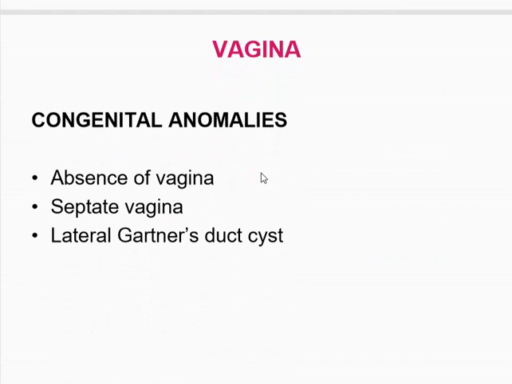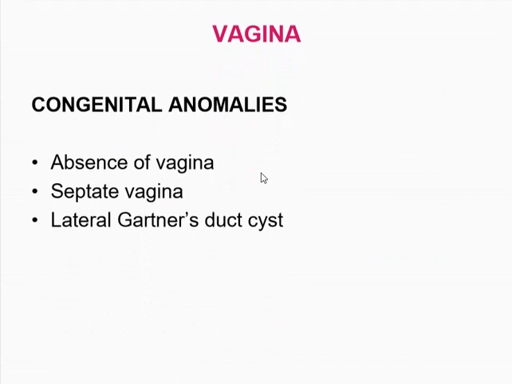We get to the vagina. The vagina has a number of congenital abnormalities. We mentioned the complete absence of vagina, the division of the vagina by a septum, so this is septate vagina, and lateral Gartner's duct cysts, which may protrude into the vaginal canal.